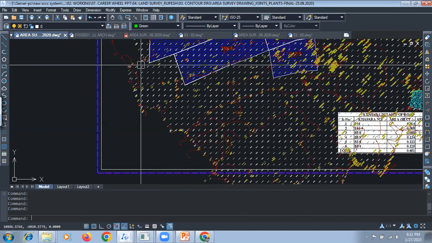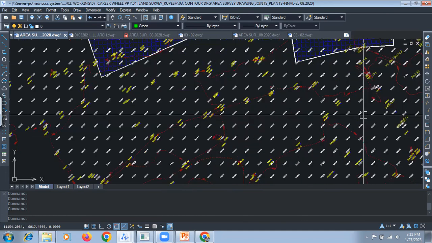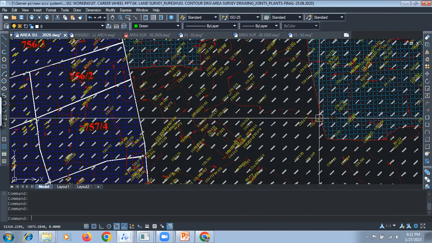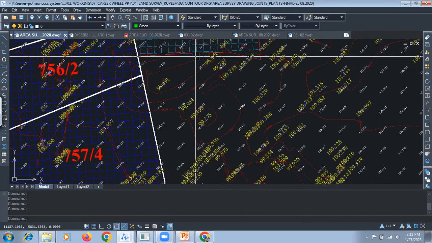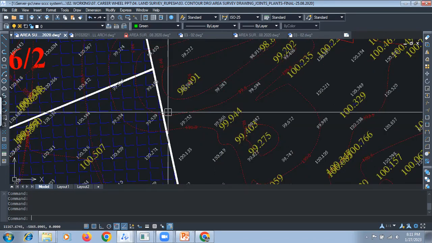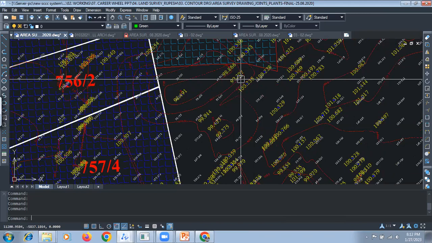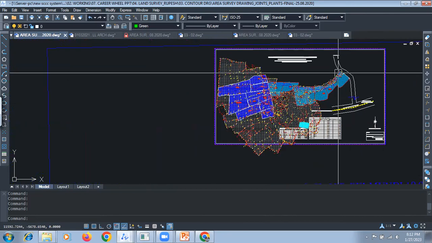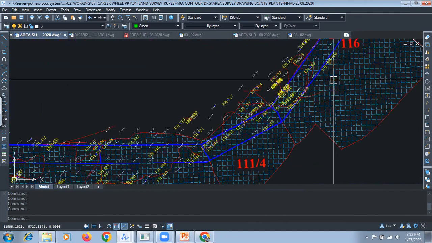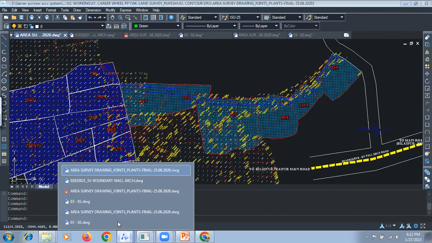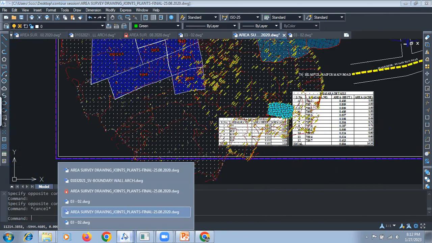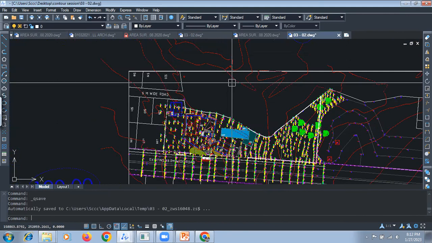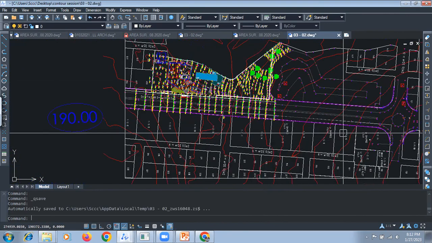You cannot see even a small area where the lines are closely spaced. Only in this portion, you can find there is a steep slope or a hill type area. Now this is the last drawing.